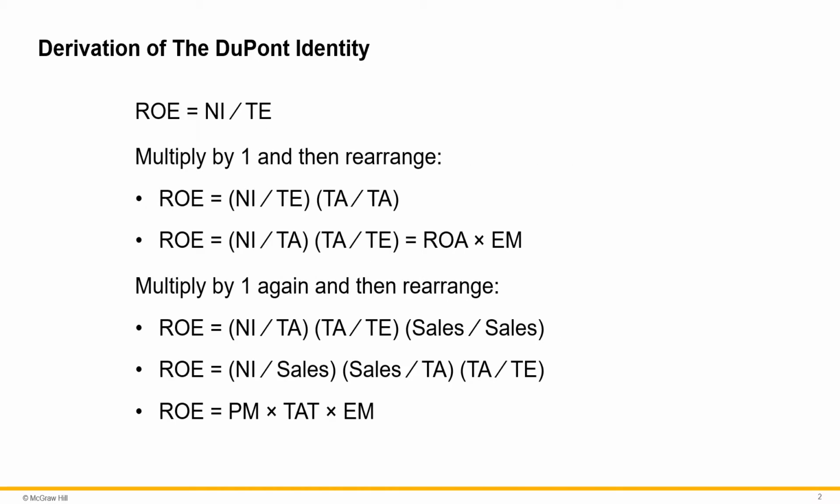So remember, return on equity could be simply net income divided by total equity. So how much money does the company make in profit? What kind of return is there on the equity, the money the shareholders give to the company? But if we rearrange this formula by multiplying it by 1, and 1 being total assets over total assets.